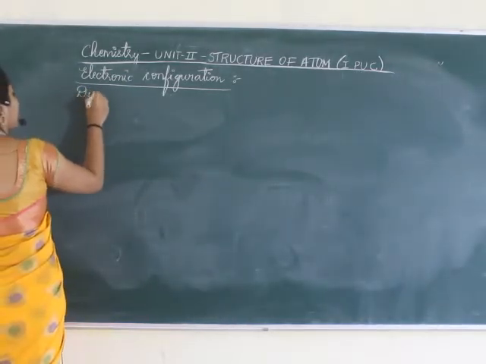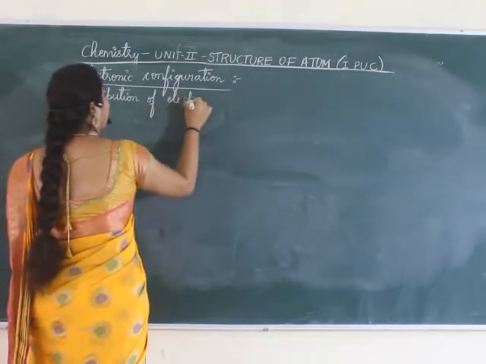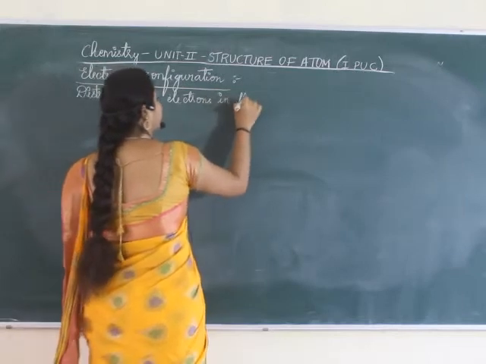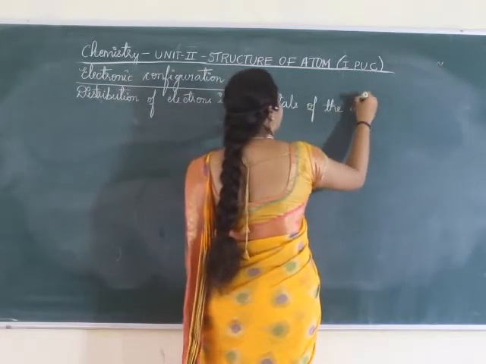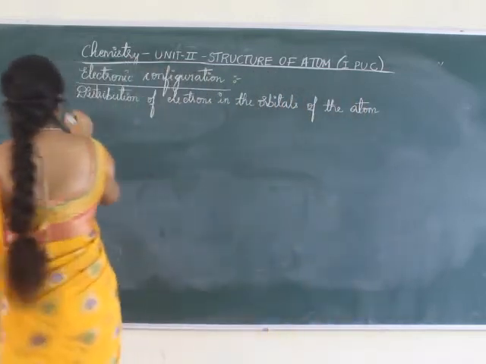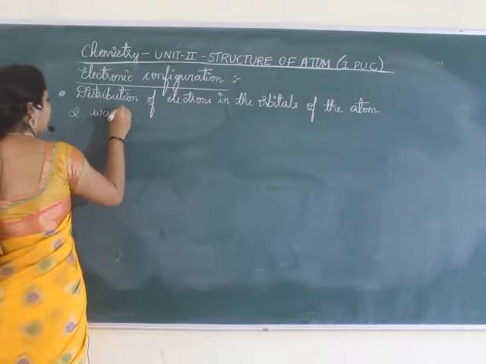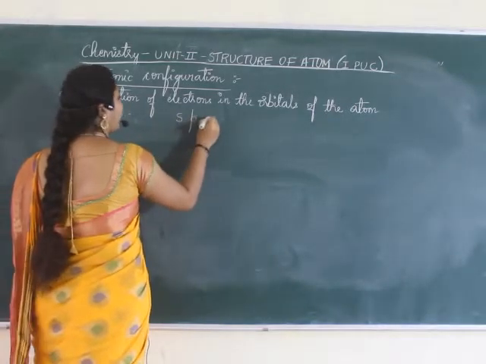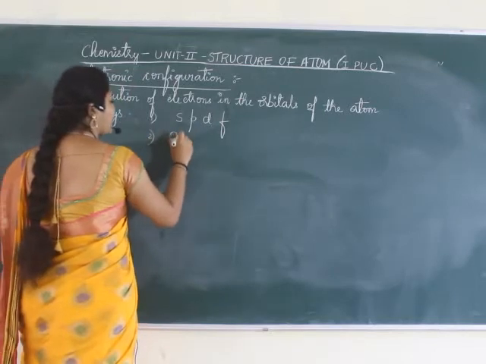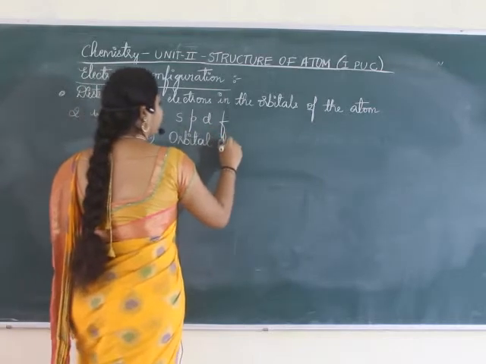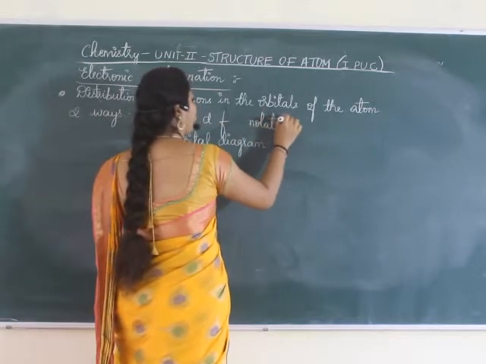Electronic configuration is the distribution of electrons in the orbitals of the atom. The two ways of representing this electronic configuration are, one is SPDF notation, and the other one is called orbital diagram. SPDF notation and orbital diagram.